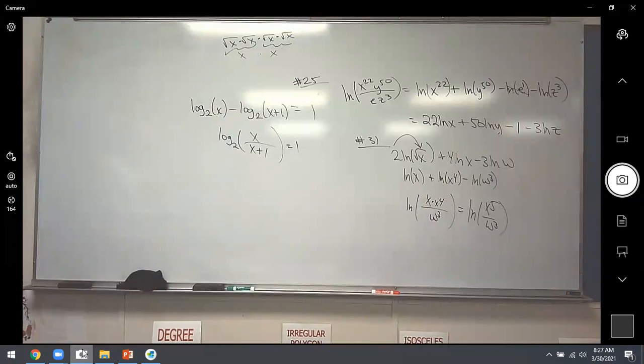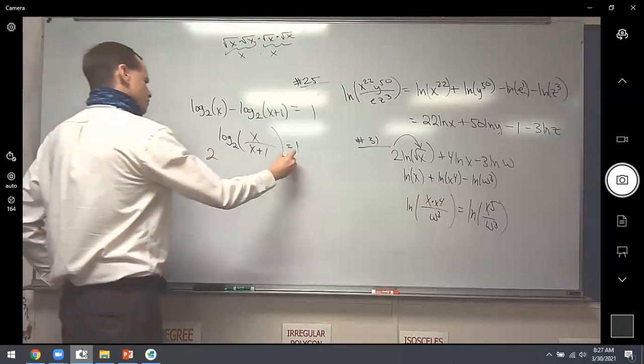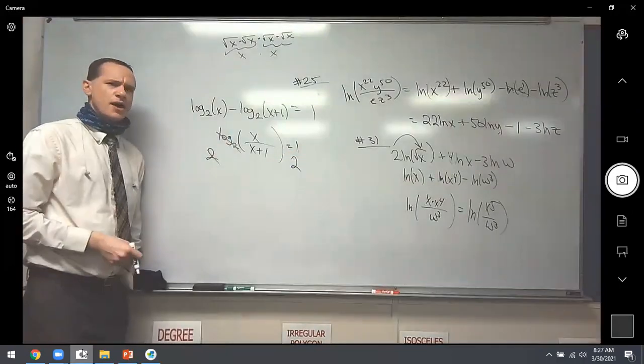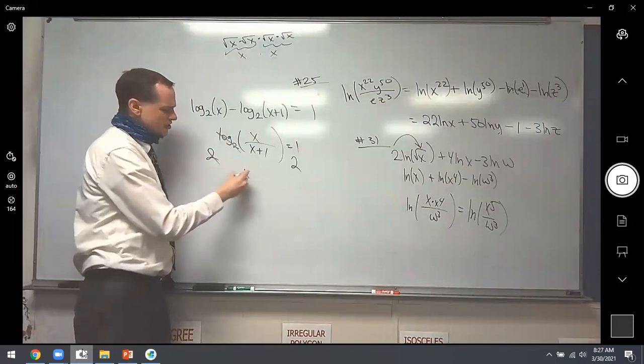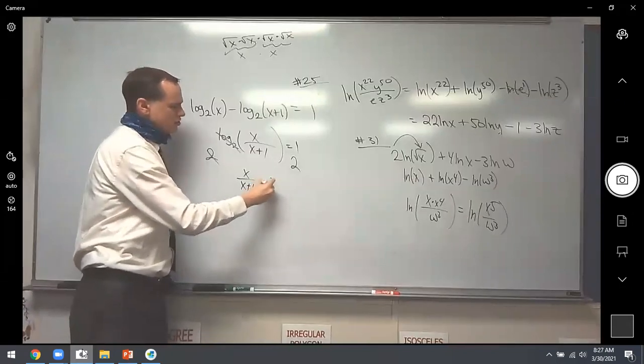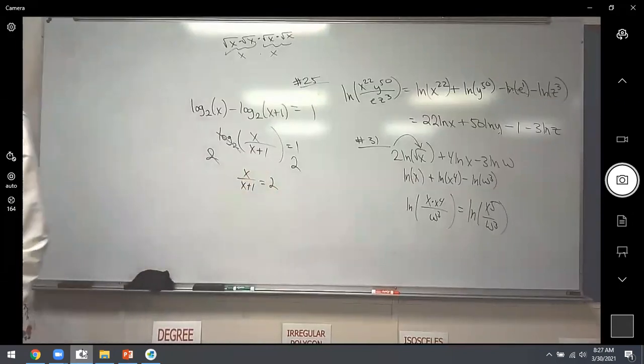What messed this problem up is the 1 again, right? The 1 kind of messes things up. So how do we undo this log with a base of 2? We do 2 to both sides, right? And then we're left with this. x over x plus 1 is 2 to the first, better known as 2.